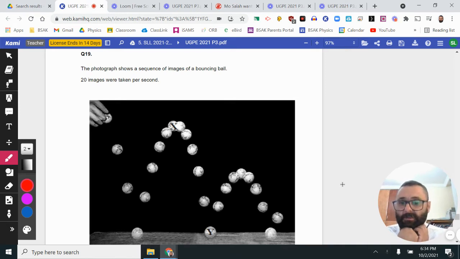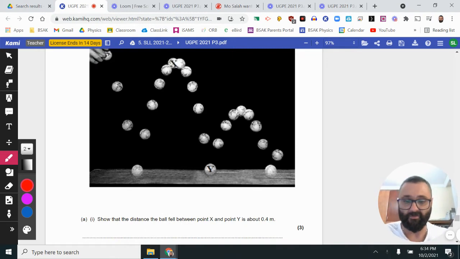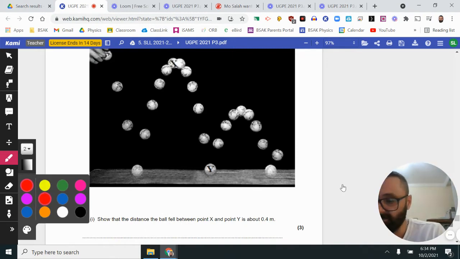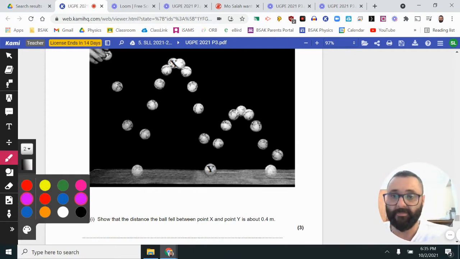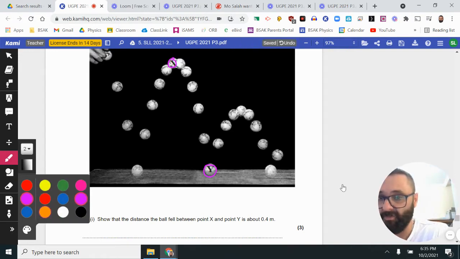All right, where you have to analyze a photograph that contains many frames per second. It's given us 20 images per second of a bouncing ball. Now then, show the distance it fell between X and Y is about 0.4 meters. So how long does it take to fall from X to Y? Well, how many frames are we forward?